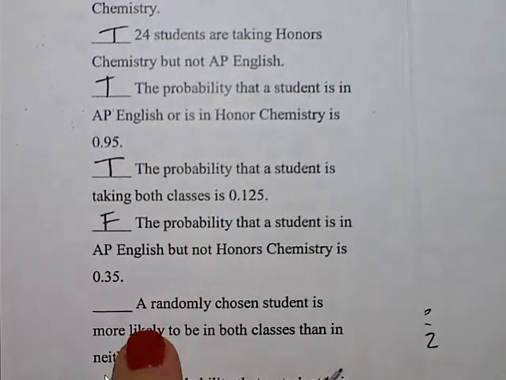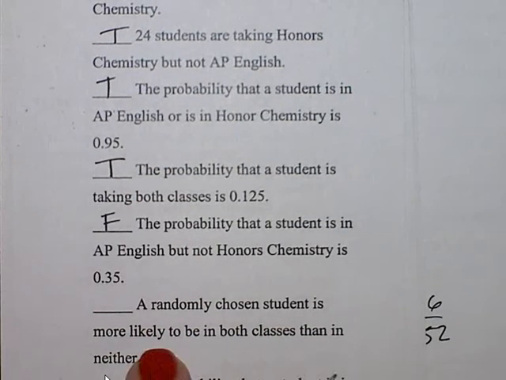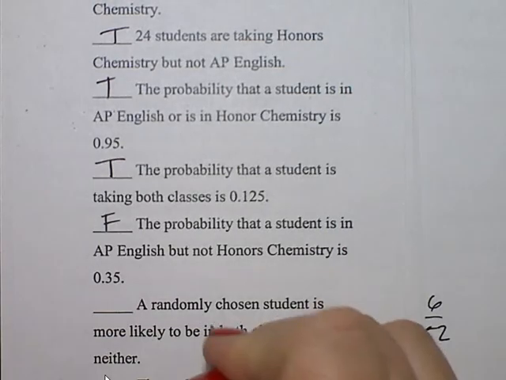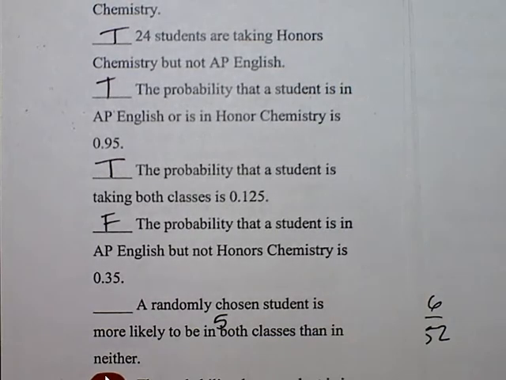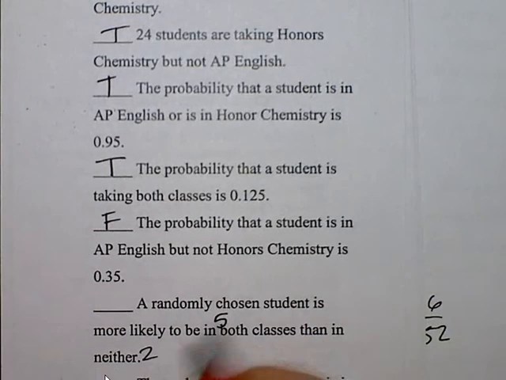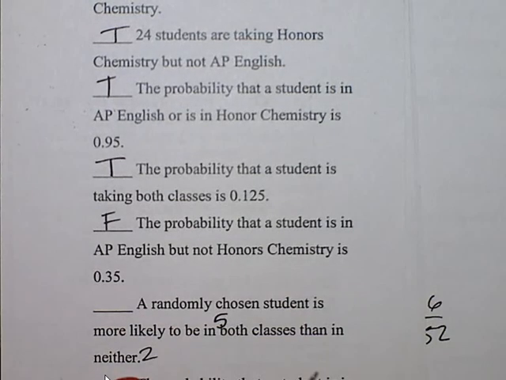A randomly chosen student is more likely to be in both classes than neither. Well, both classes is 5, and being in neither class is 2. So is it true that you're more likely to be in both classes than neither class? Yes.